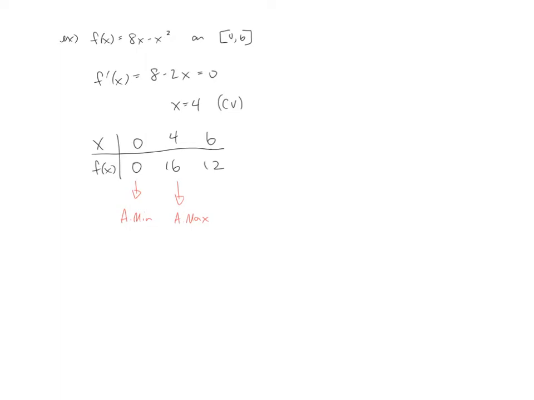We're guaranteed at least one of each because we're on a closed interval. I would encourage you to go to Desmos, graph this parabola on this interval, and you would find out that your absolute lowest point on the graph is here, and your absolute highest point on the graph is here.